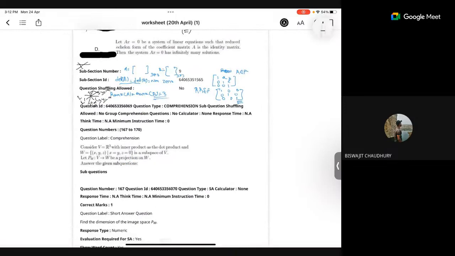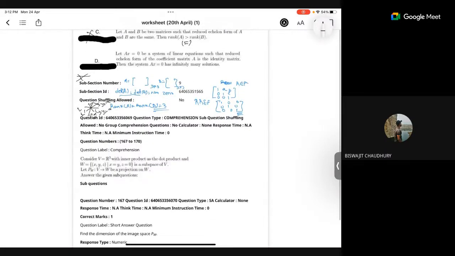What about option D? So I hope C is clear to everyone, right? Option C is very simple to think about. Okay, what about option D?